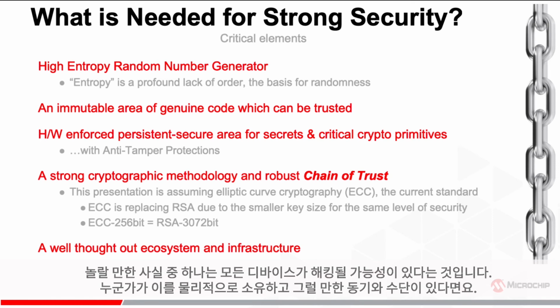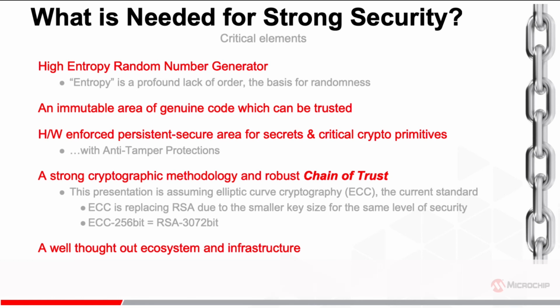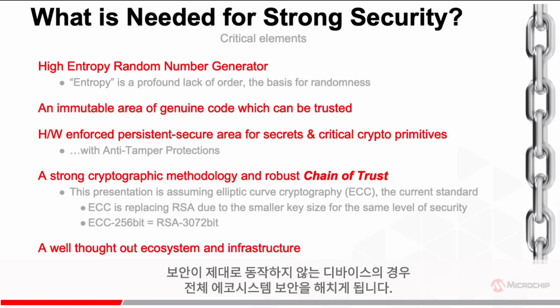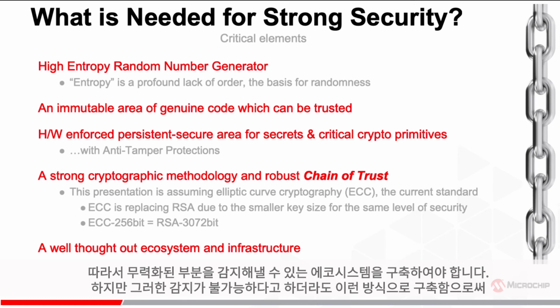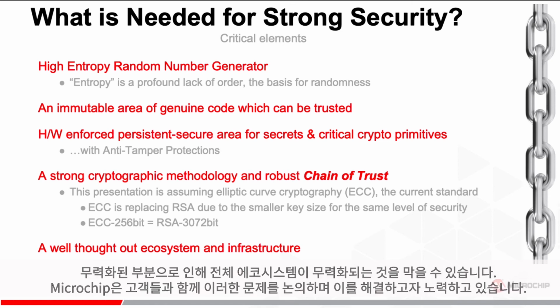One of the awful truths is that any device can be hacked if someone is in physical possession of it and they have the motivation and the means to hack it. You do not want any compromised unit to then compromise your entire ecosystem. So we need to try to build ecosystems which can hopefully detect a compromised unit. But even if it can't detect a compromised unit, build it in such a way so that a compromised unit can't compromise the entire ecosystem. And again, we have this discussion with clients all the time and try to help them with this.